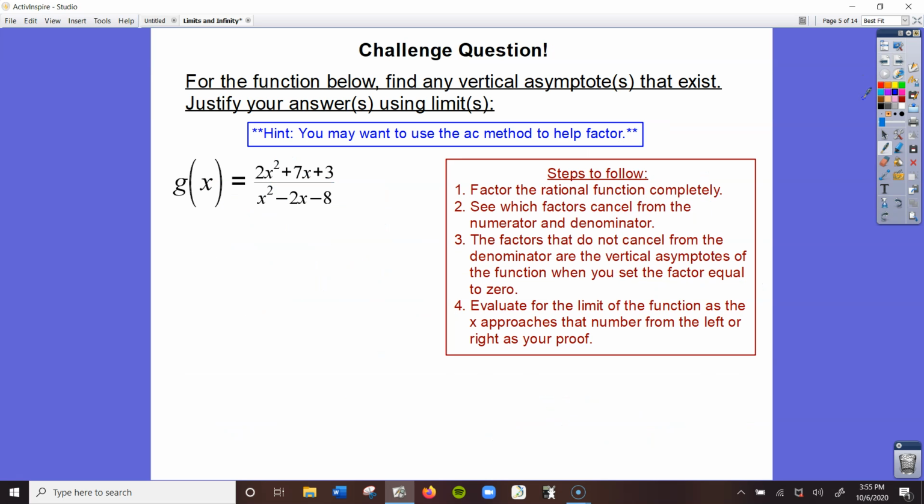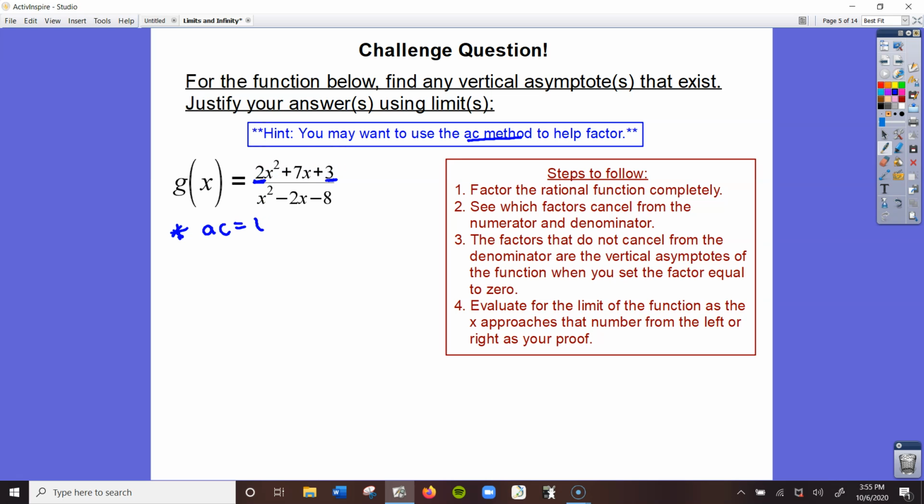Now let's try one more. We want to find if there are any vertical asymptotes here. And if there are, we're going to justify its existence using limits. For this one, when you look at the numerator, we have 2x squared plus 7x plus 3. Not every term in the numerator is divisible by 2. So we're going to want to use the AC method that we learned in Algebra 2 and continue to use in pre-calc. So remember that the AC method, we take A times C.